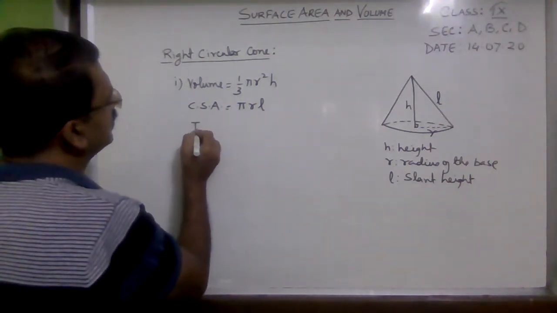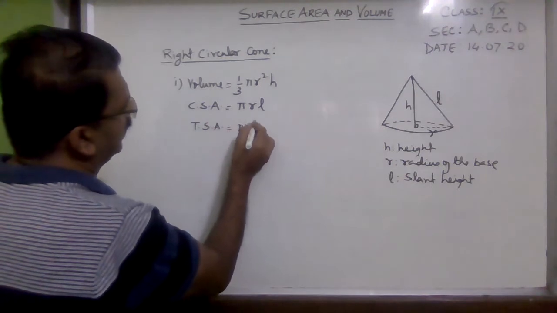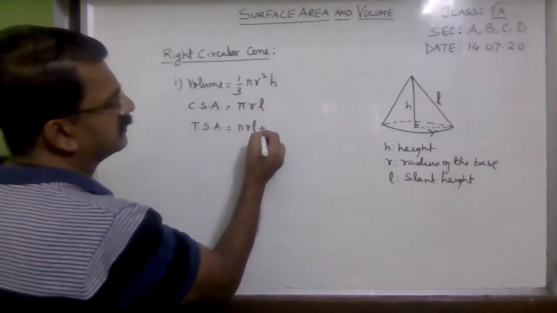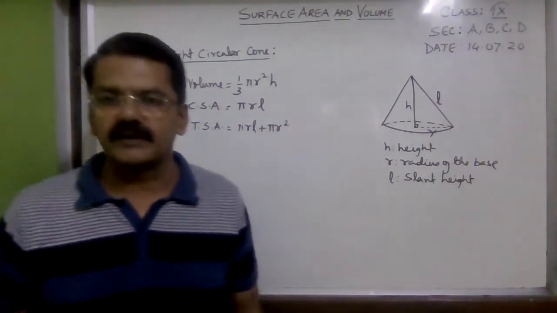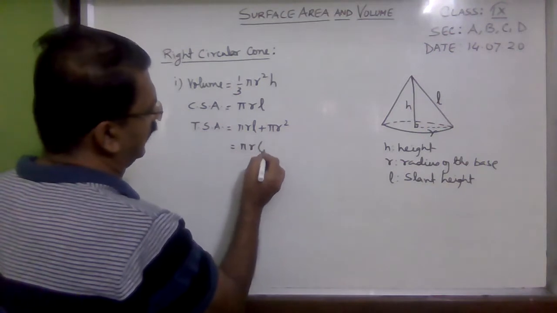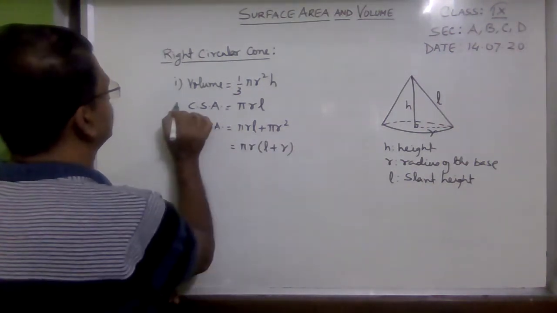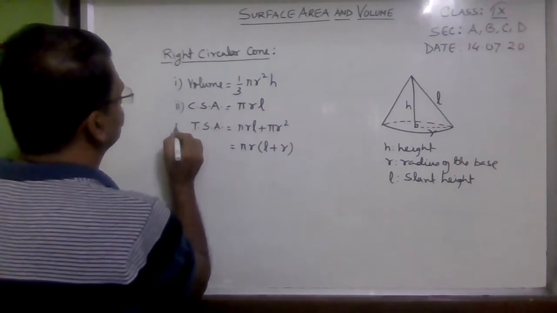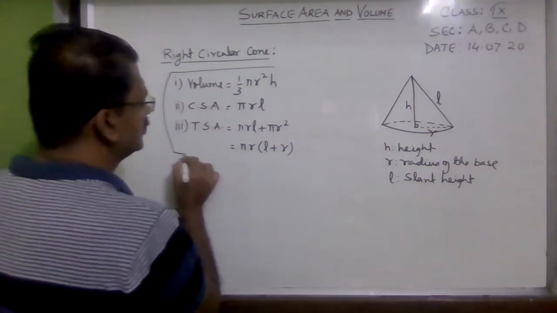Now total surface area. Pi r l is the curved surface area and the area of the base is pi r square because it is a circle, and all of you know that the area of a circle is pi r square. Now if you take pi r common, then in the bracket you will have l plus r. So this is the formula for total surface area. Clear? So in various questions we will use these formulas.